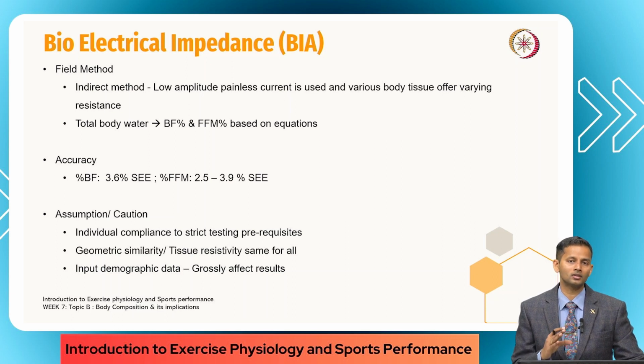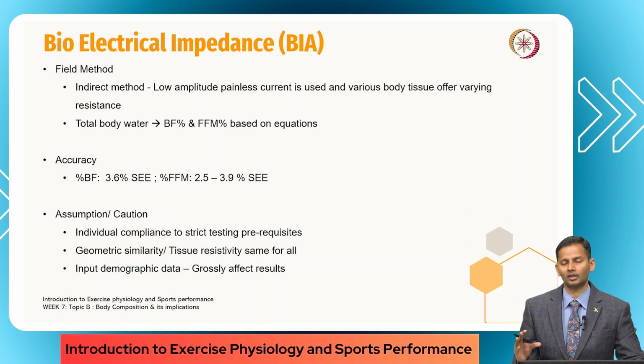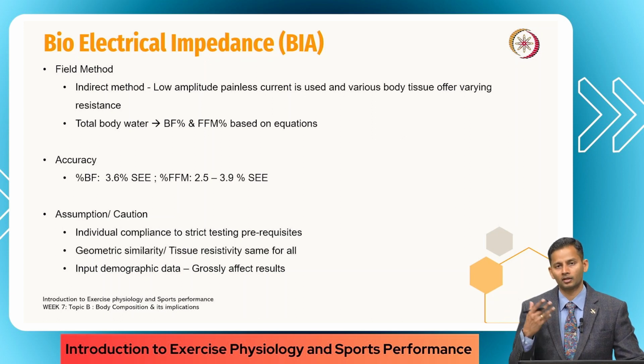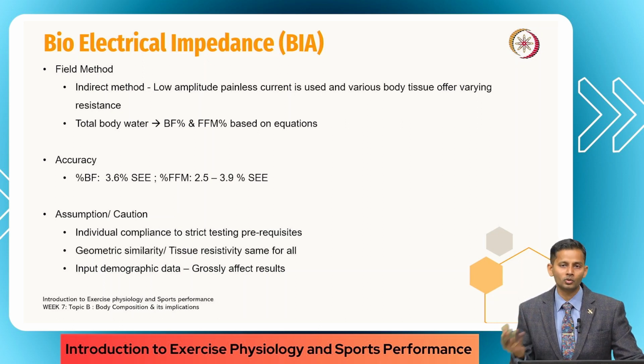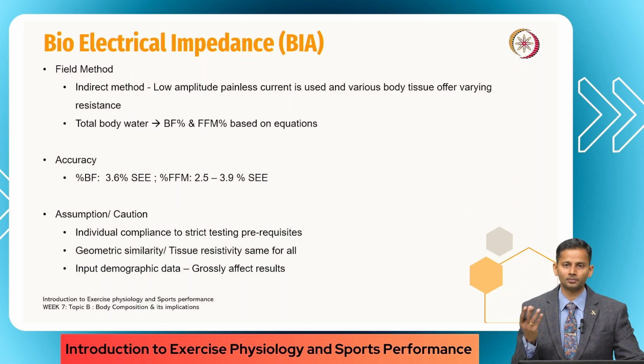And it also considers, see, the human body has a lot of variations, but in this case we consider the entire human body as a geometrically similar cylinder kind of a thing. So obviously that is an assumption, and that assumption has some error also. And it also assumes that the tissue resistivity, which is mainly used to come to the conclusion of identifying the body fat and the body mass parameters, is the same for all tissues, but again it varies with respect to the muscle mass and the fat mass.